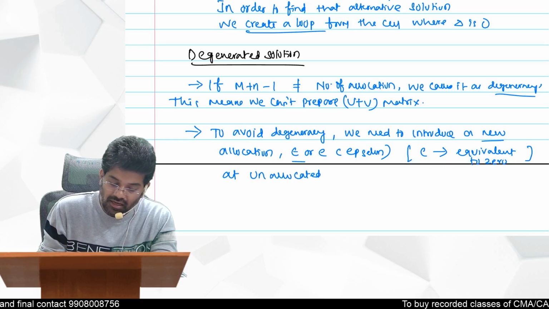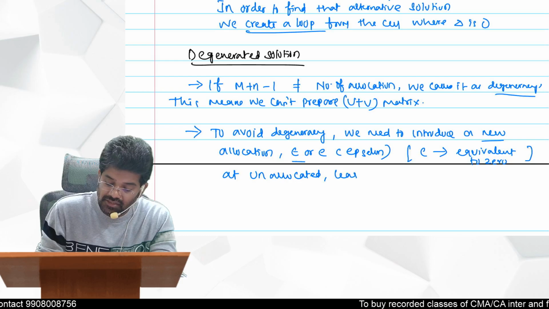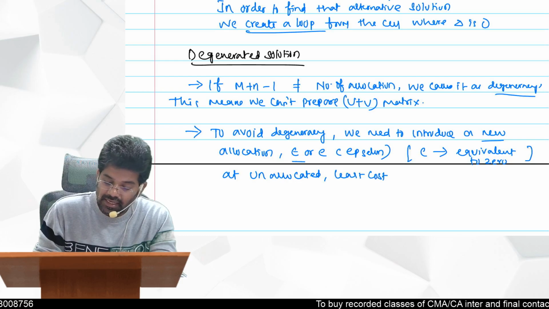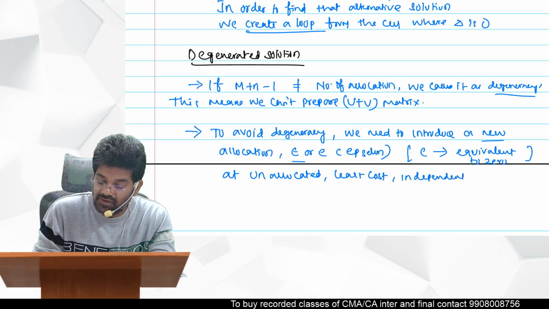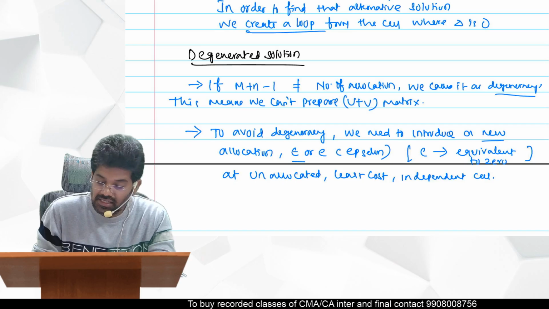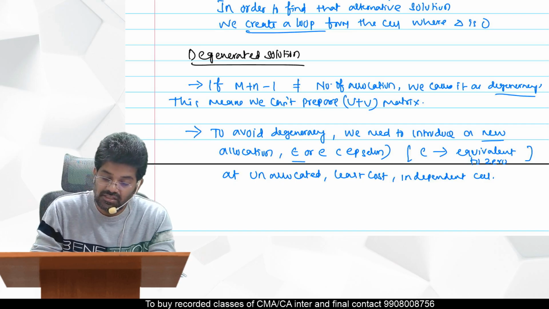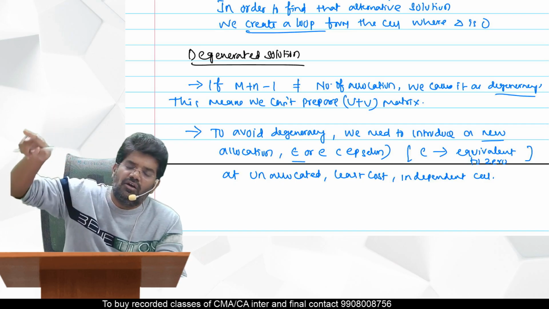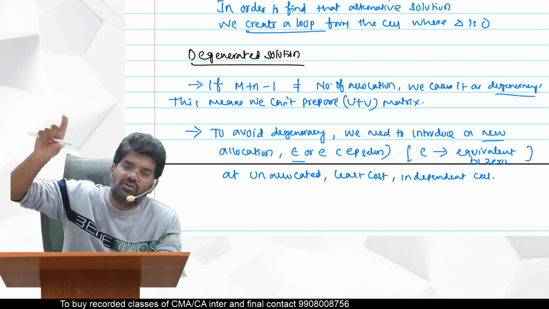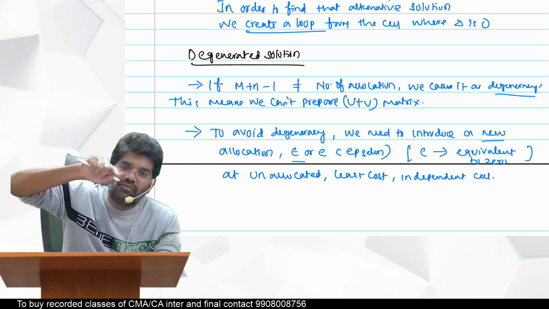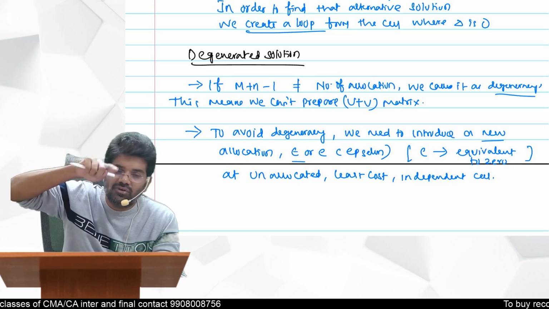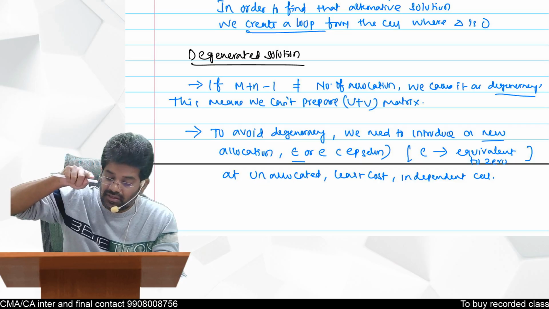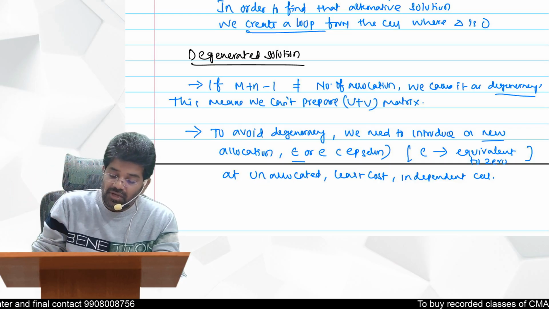least cost independent cell. These three conditions must be satisfied. What are the three conditions? Now you have already done allocations in your initial solution according to VAM. There, find out the least cost out of the remaining unallocated cells. The least cost you find, and it must be unallocated.